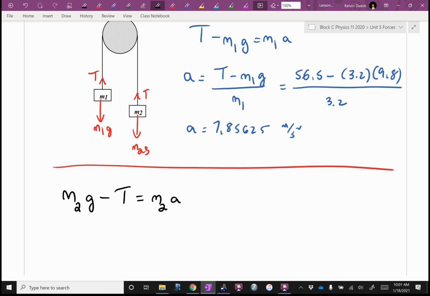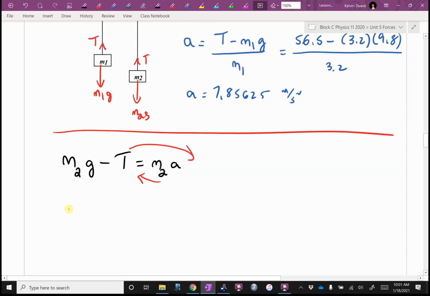You know what? Let's get them to the same side. I'm going to swappy dance. I'm going to get tension over there and M2A here. If I do that, I'll have M2G minus M2A equals tension.